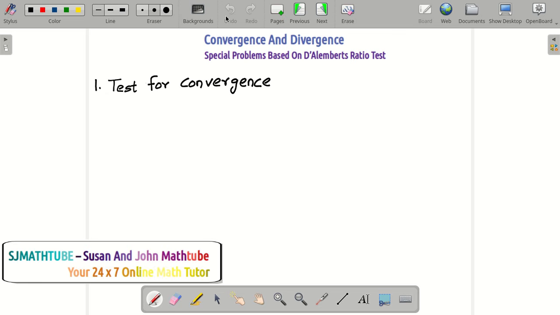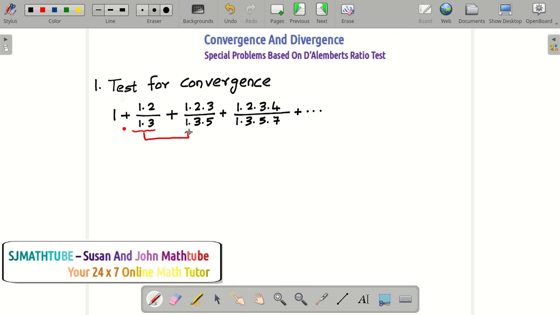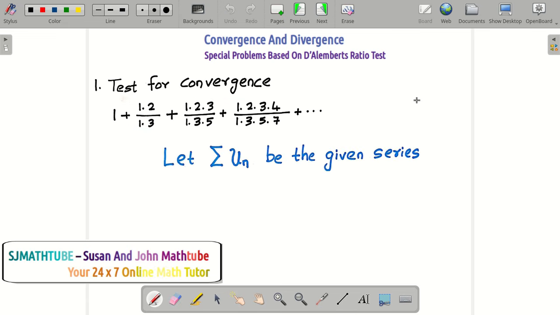Test for convergence the series. Okay, we have a continued product here. In the sense, all these things will appear in the next term. And all these quantities will be in the third, fourth, fifth, etc. So, as always, let's give it a name. Let the given series be sigma un.